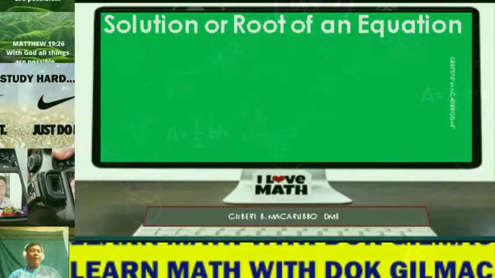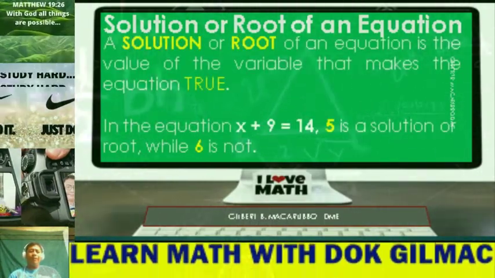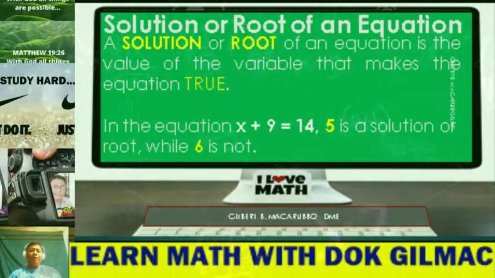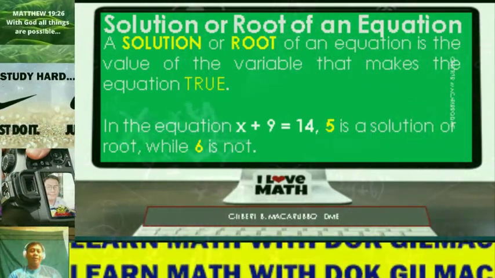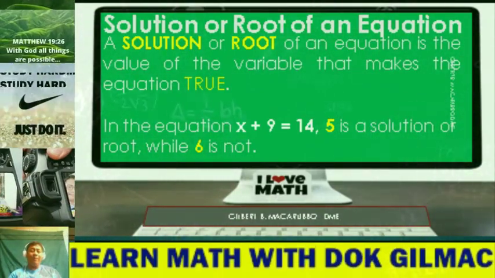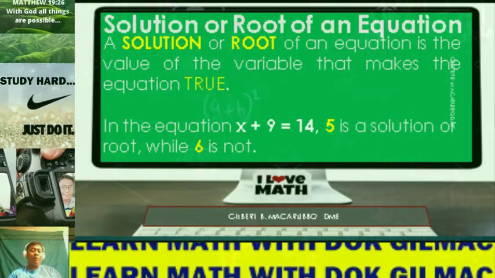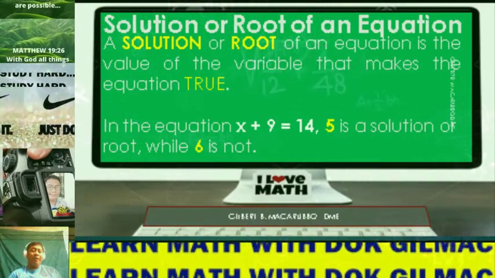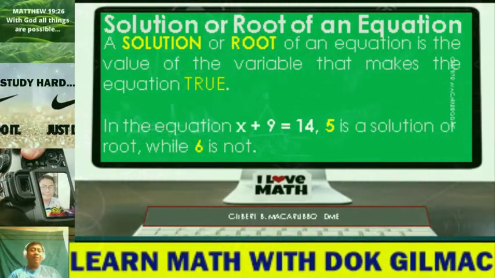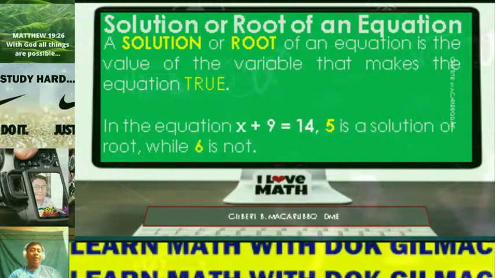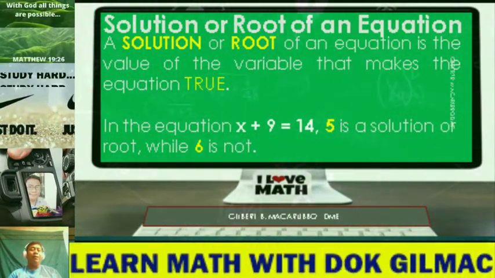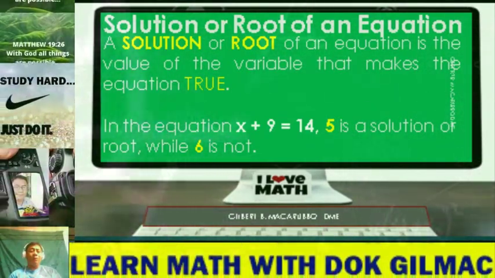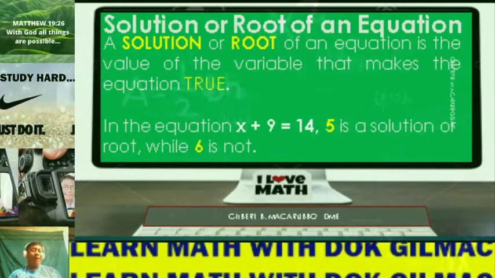Solution or root of an equation. A solution or root of an equation is the value of the variable that makes the equation true. 5 is simply a solution since we're going to substitute 5 in the equation x plus 9 equals 14. The left side is equal to the right side of the equation, since 5 plus 9 is equal to 14. So 5 is simply a solution or root, while 6 is not.